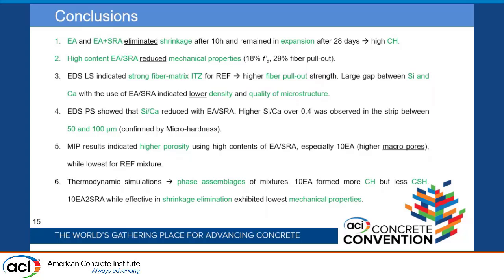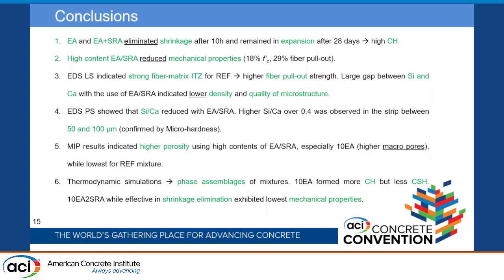A large gap between the Si and Ca with the use of shrinkage mitigating materials indicated lower density and quality of the microstructure. EDS point scanning showed that the Si to Ca ratio reduced with the use of shrinkage mitigating materials, and a Si to Ca ratio over 0.4 was observed in the secondary strip, and more points were detected in that region, indicating a stronger microstructure away from the fiber.